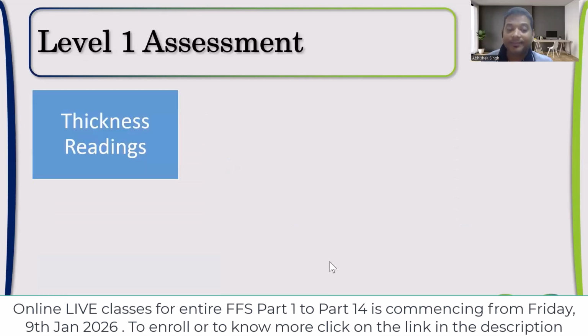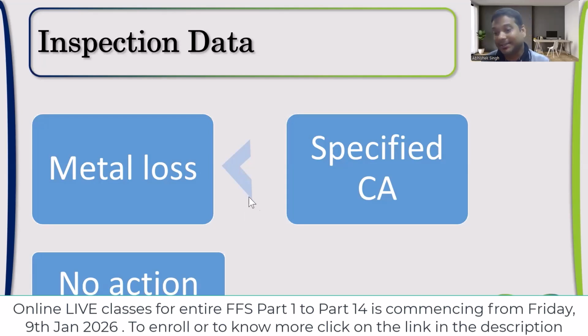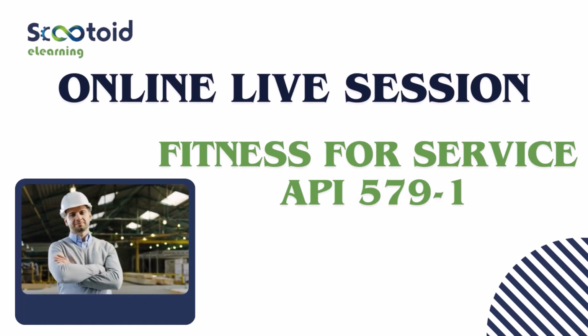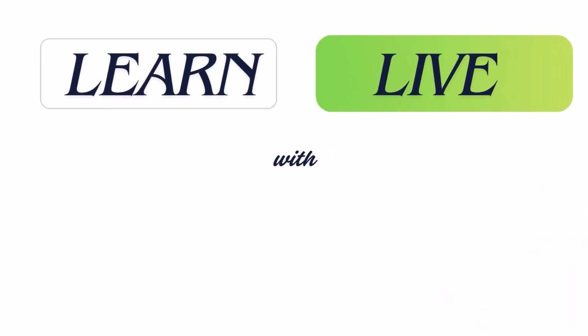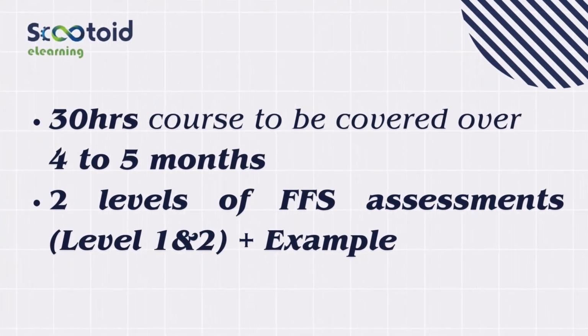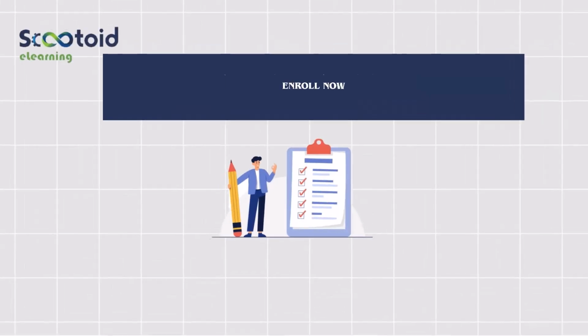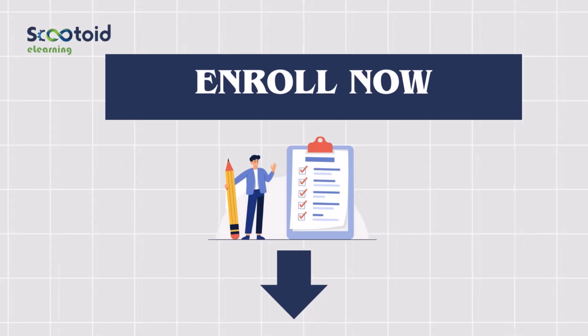Now, you may have the other case, where the metal loss is more than the specified corrosion lines. In that case, you have to take the data and analyze it by fitness for service. Level 1, you will start.